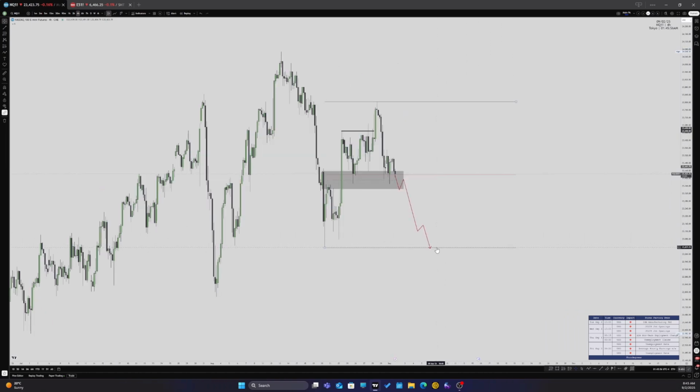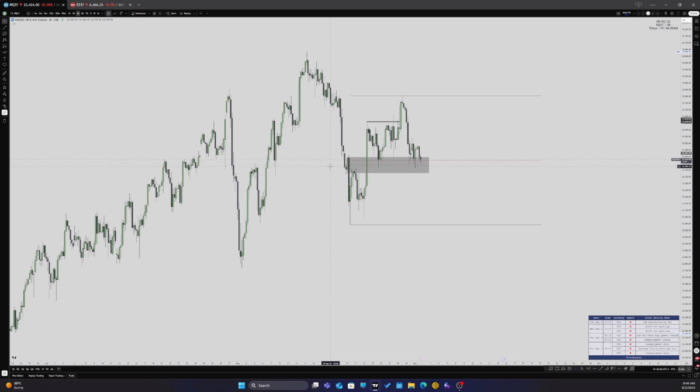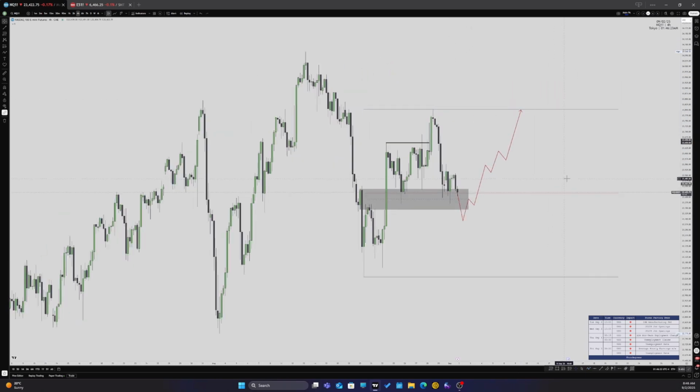Now, if this breaker holds, I can imagine that we will get a jab underneath it, and price comes up, takes the equal highs here, comes into this imbalance, inverting it, and then all the way up. That's possibility number 2.